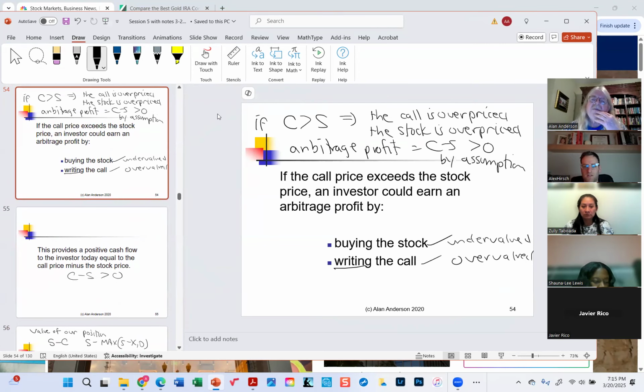Yeah, that is true. The option is usually written for 100 shares rather than just one. So yes, you would have to buy, well, yeah, because otherwise when you write the call, you're actually writing it on 100 shares. That is very true. You have to scale this up by 100.